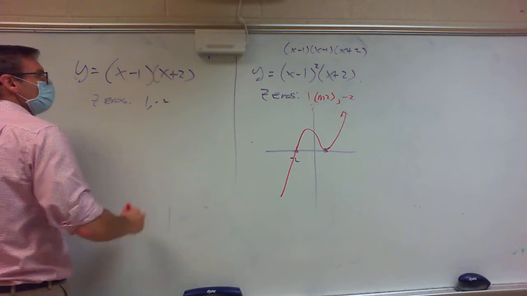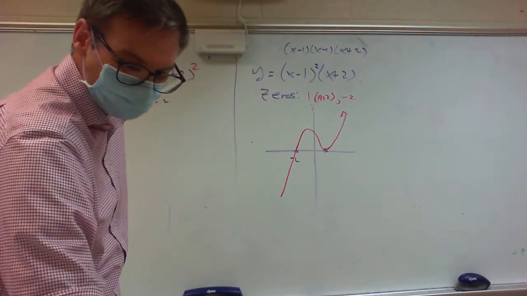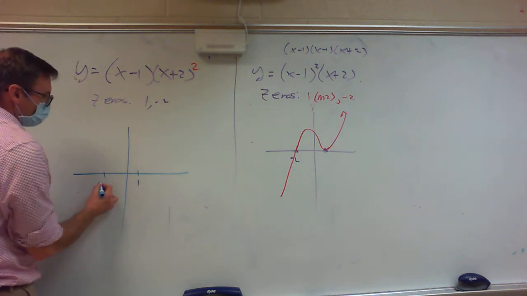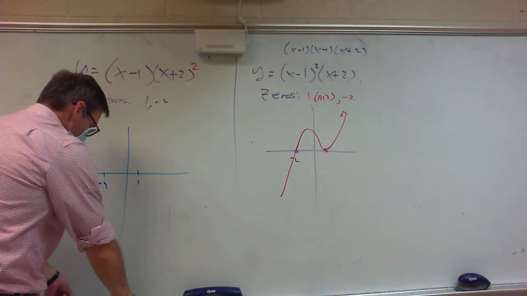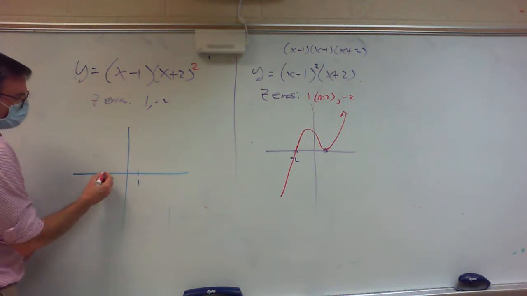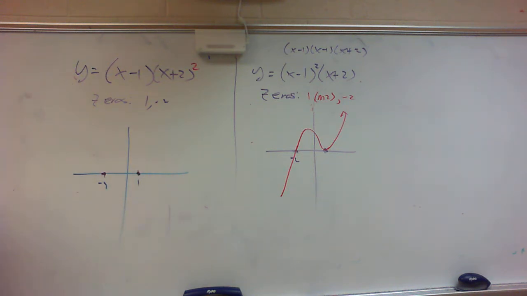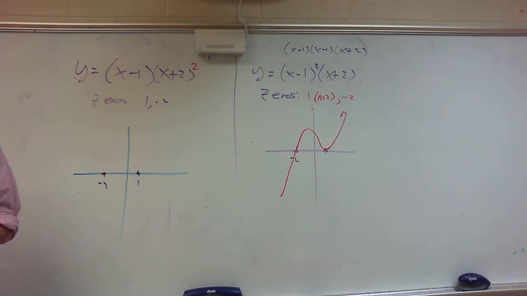Your turn. Graph that one. Our zeros are the same. We have a 0 at 1, and we have a 0 at negative 2. Are we okay with that part? So if I put my little dots in, I know my graph is going to go through this dot, and it's going to go through this dot. And it's degree 3, so where is it starting? Starting at the bottom.